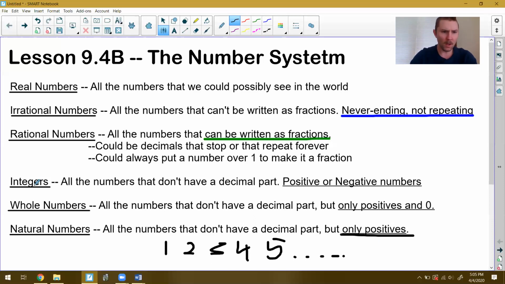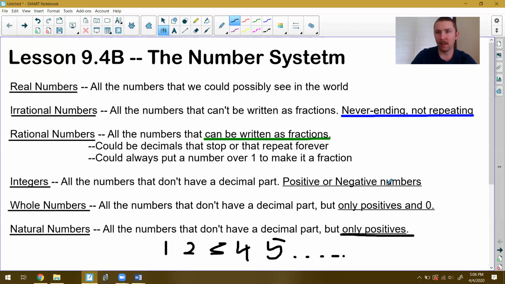So integers, whole numbers, natural numbers, all don't have decimal parts, but they just get more and more specific. Integers, everything: positives, negatives, 0, everything. Whole numbers cuts out the negatives, just 0 and up. Natural numbers cuts out 0 and just goes 1 and up. So these are the categories of numbers that we're going to be classifying in our practice problems tomorrow.